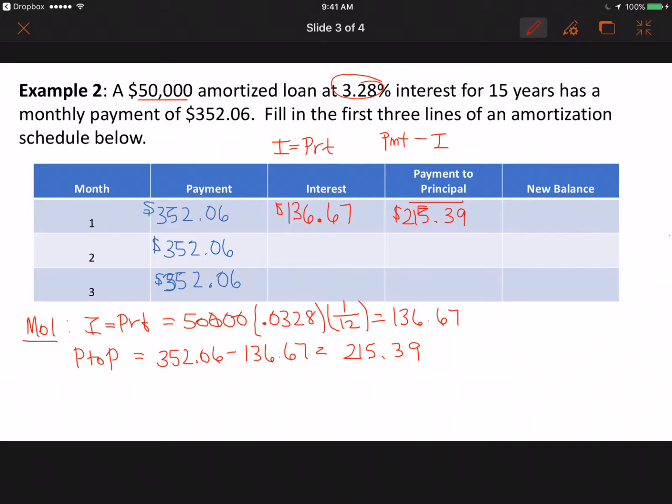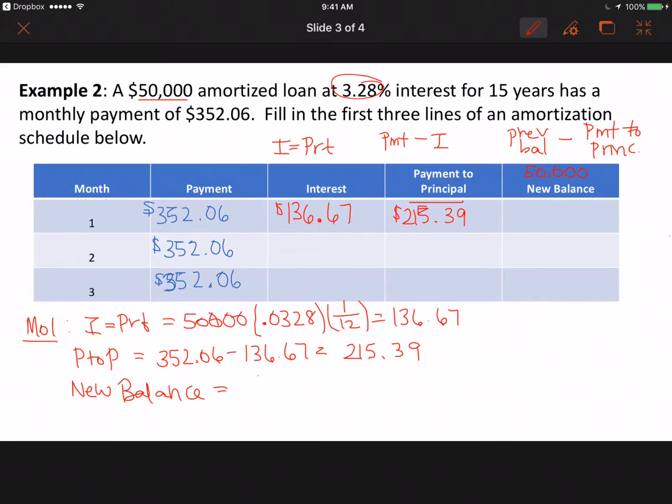Now, I like to write up here the current balance of the loan, or the starting balance of the loan, was $50,000. Your new balance is always going to be the current balance minus the payment to principal. Okay, so let's say the previous balance minus payment to principal.